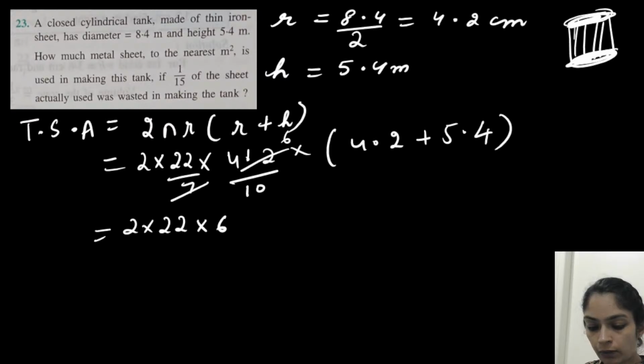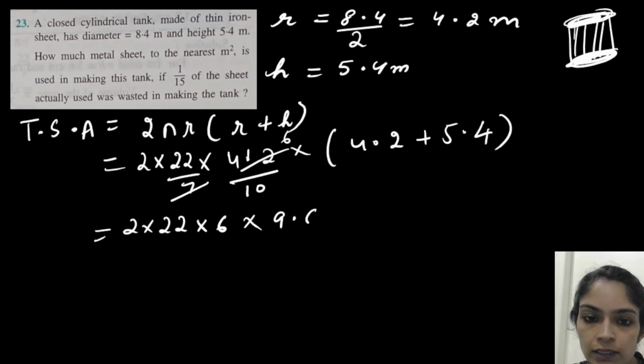4.2 meter. Okay, did I do any mistake? It's 4.2 meter. Okay, I wrote centimeter. Okay, I'll just correct it. Yes, I corrected. It's meter. Okay, what is 4.2 plus 5.4?